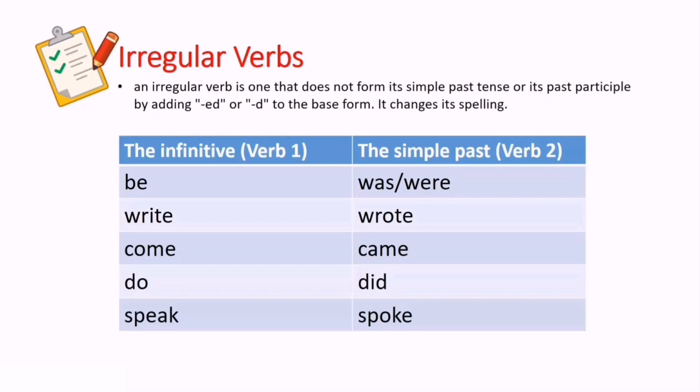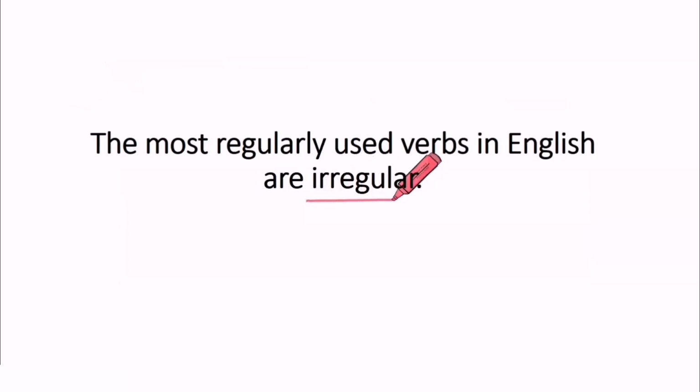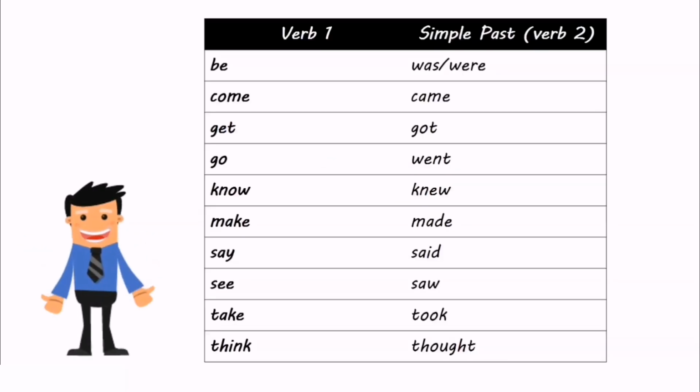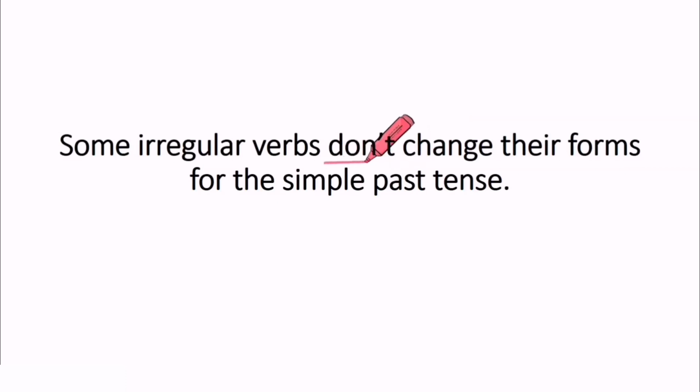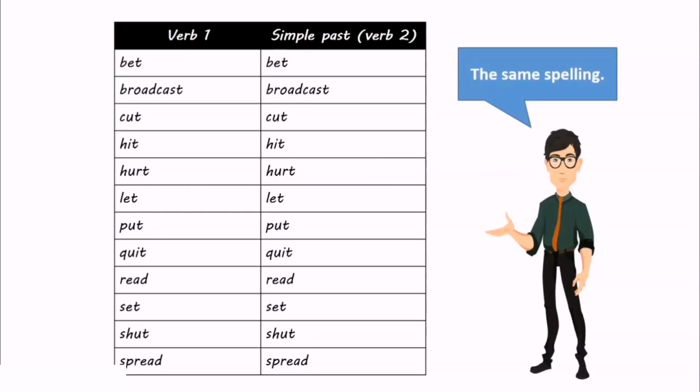As you can see, we cannot predict the simple past forms of these irregular verbs. You should learn them by heart. It is somewhat ironic that the most regularly used verbs in English are irregular. These are the examples. I am also going to show you some irregular verbs that don't change their spelling. Please try to remember the simple past forms of these verbs because we are going to have a knowledge check.